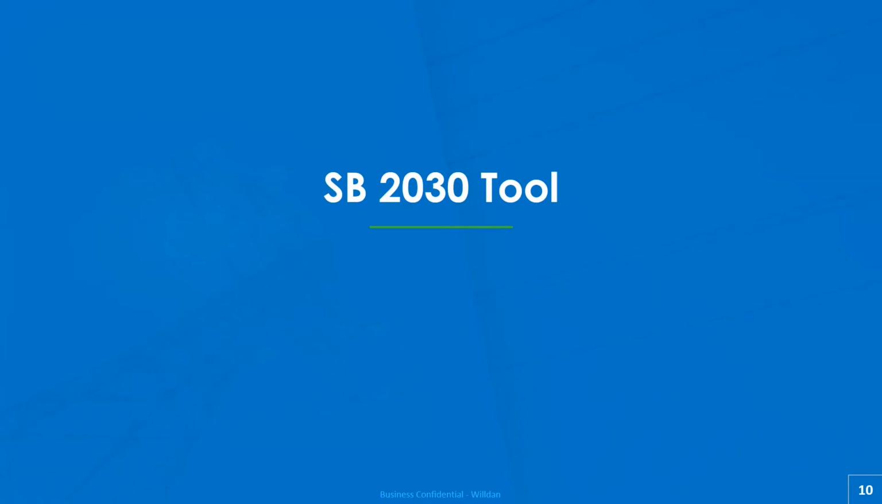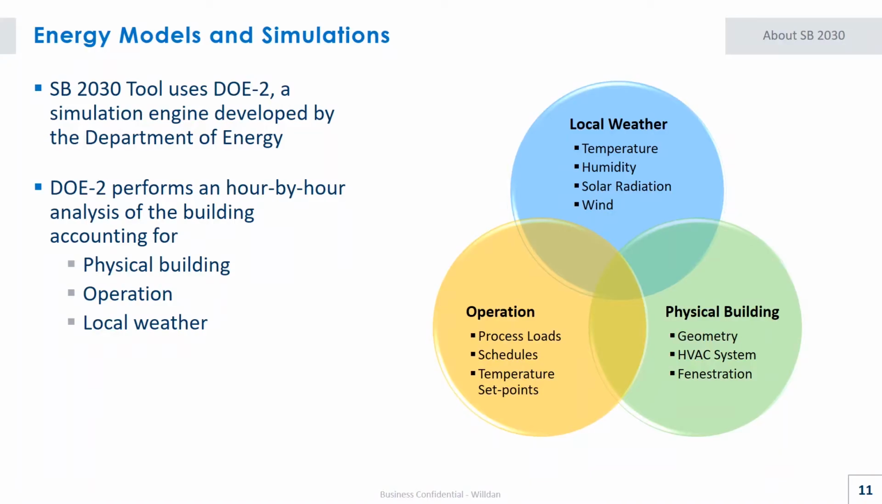So next I'm going to talk a little bit about the SB2030 tool itself. The SB2030 tool uses DOE2 to provide an hourly simulation of the energy consumption of the building. It takes the physical building definition that you all provide, operations that are either provided by the design team or defaulted to typical operations for that building type, and the local weather, and runs a simulation in the cloud to say how much energy and emissions that building would generate.